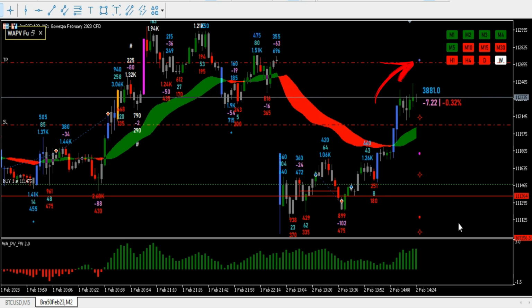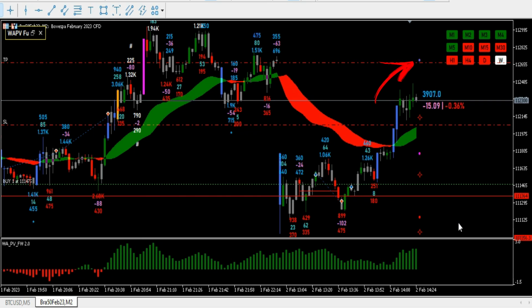Those who operate only by price action cannot identify these regions. Note that my take profit was located in the closing region of the previous day.